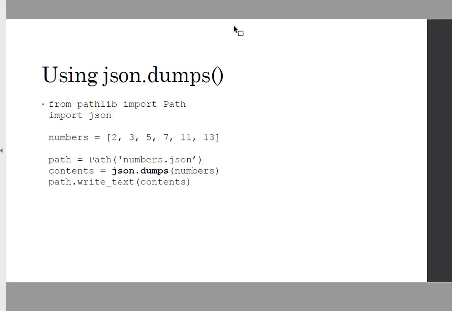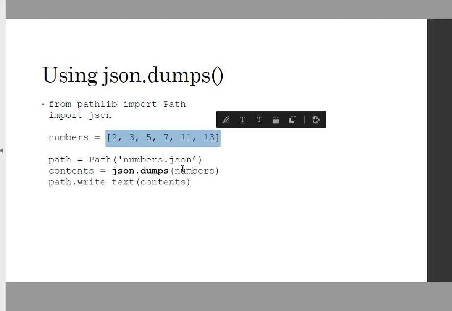So we're going to code number_writer, and number_writer is simply going to take our list of numbers, write it to a variable contents, and then we'll use the method write_text to write that information out. Now the path is the numbers.json file.